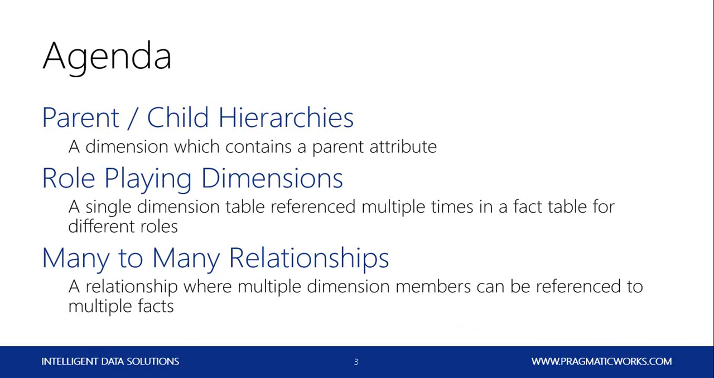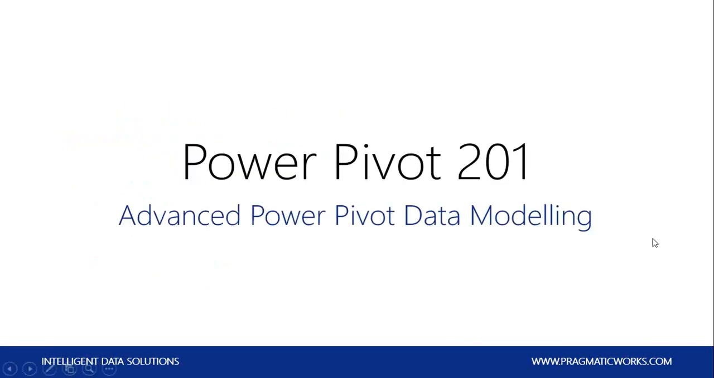Okay, so today we'll be covering 3 different design patterns for Power Pivot. We'll be covering parent-child hierarchies, which is when your dimension records have a parent attribute. We'll be covering role-playing dimensions, which is when a fact table uses a dimension multiple times in the same fact table. When you have different references, each of those is a different role, which is why we call them role-playing dimensions. And we'll also cover many-to-many relationships.